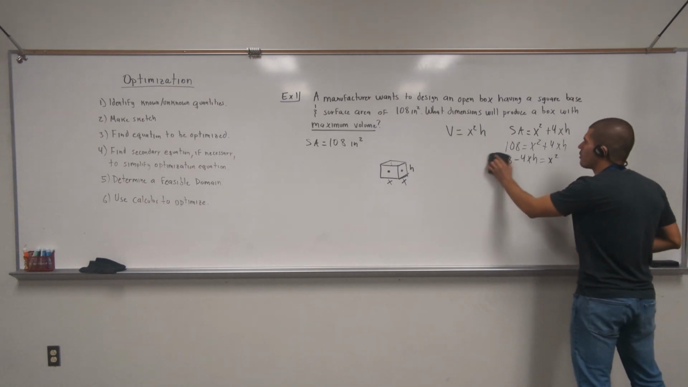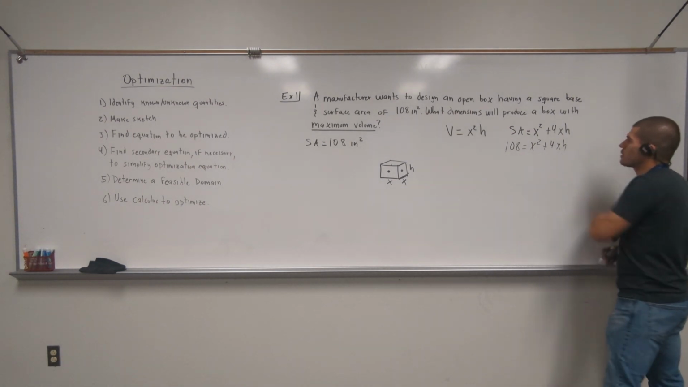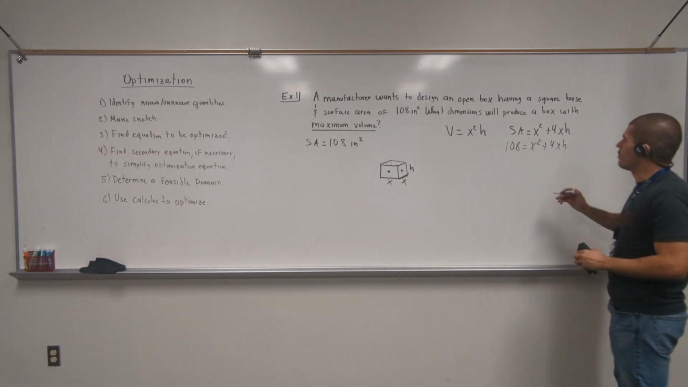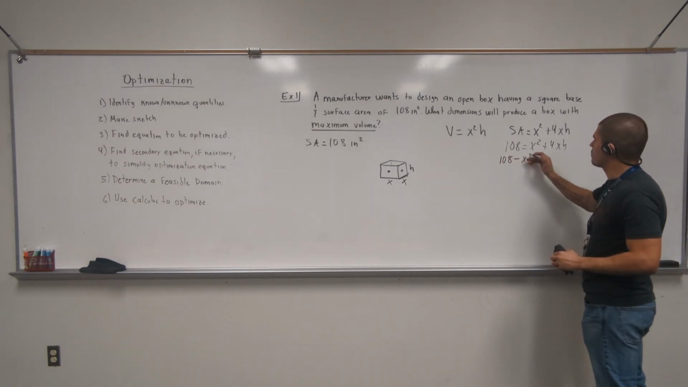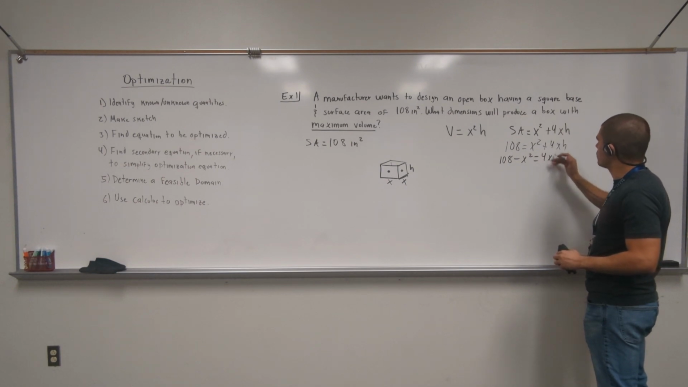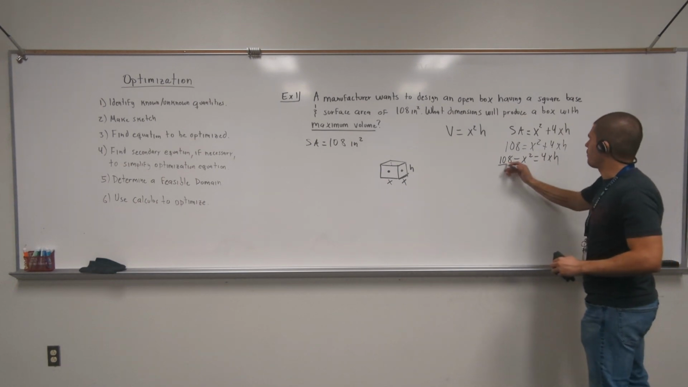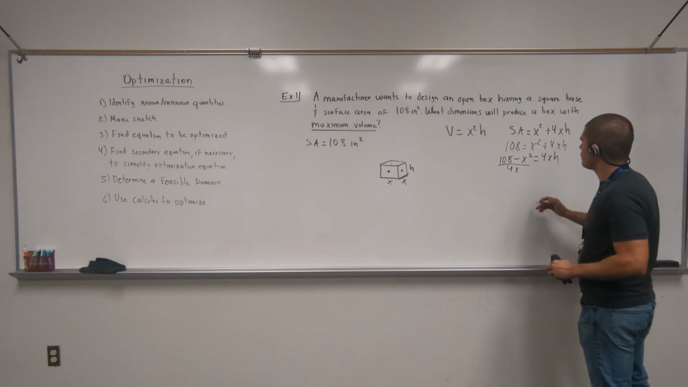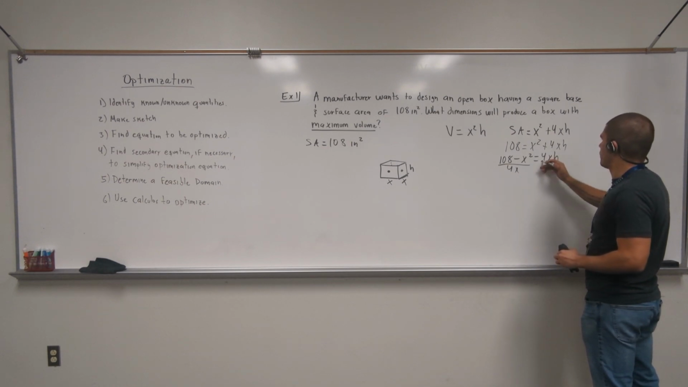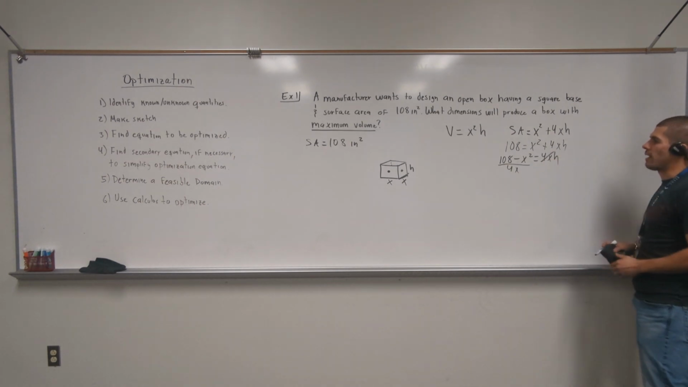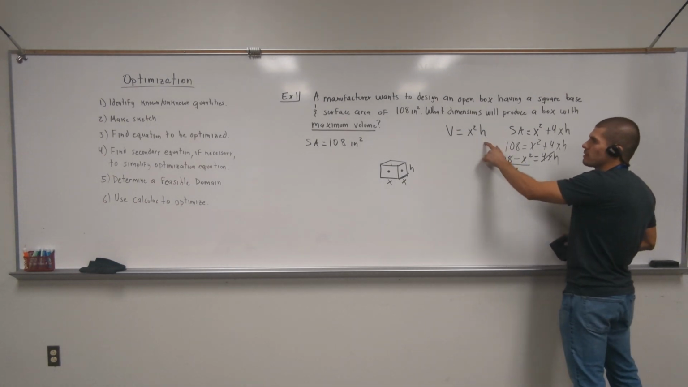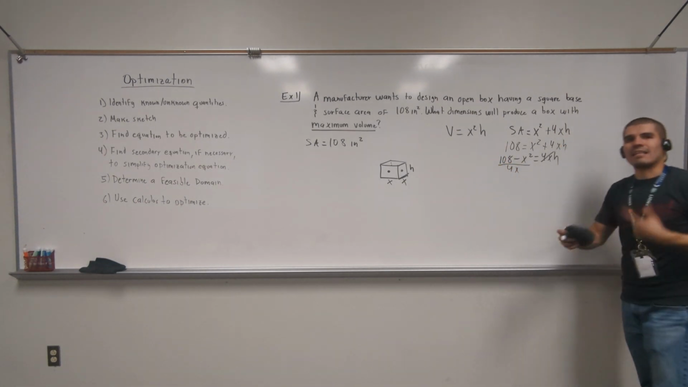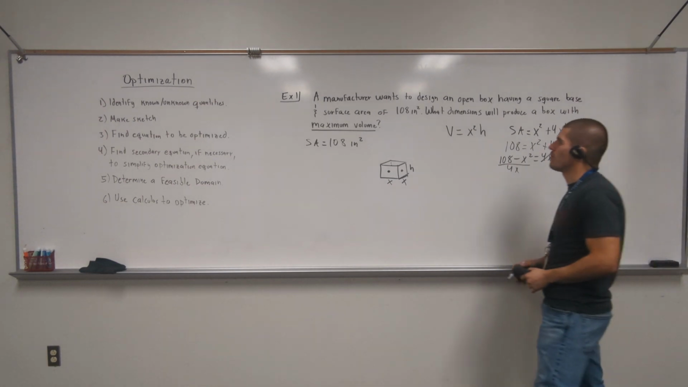So instead, I'm going to solve for h. That would mean I would take 108, I would subtract x squared, leaving me with 4xh. So I will divide everything by 4x. Then that goes away, which means h is equal to that. Now, as you can see, if I replace this h, everything here is an x, so now I just have x's and V. That's going to facilitate the calculus. Cool?